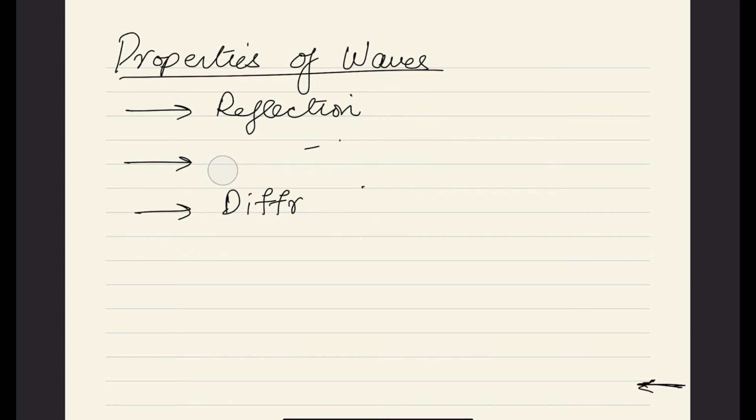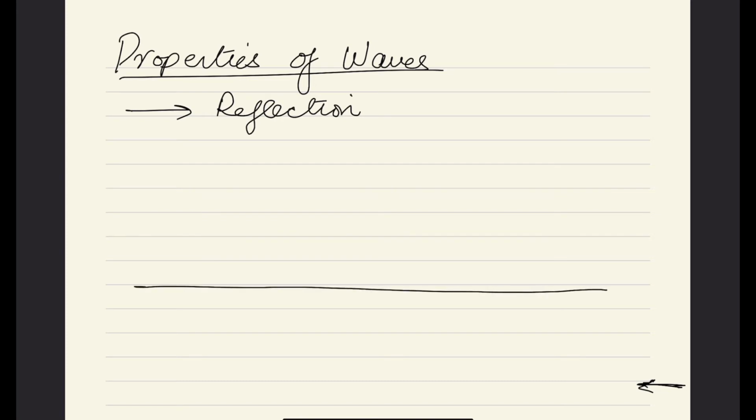So let's see what is reflection. Reflection means, for example, this is a plane surface. A wave hits this surface and bounces back. So this is the reflection. Okay. For example, let's discuss the water waves.